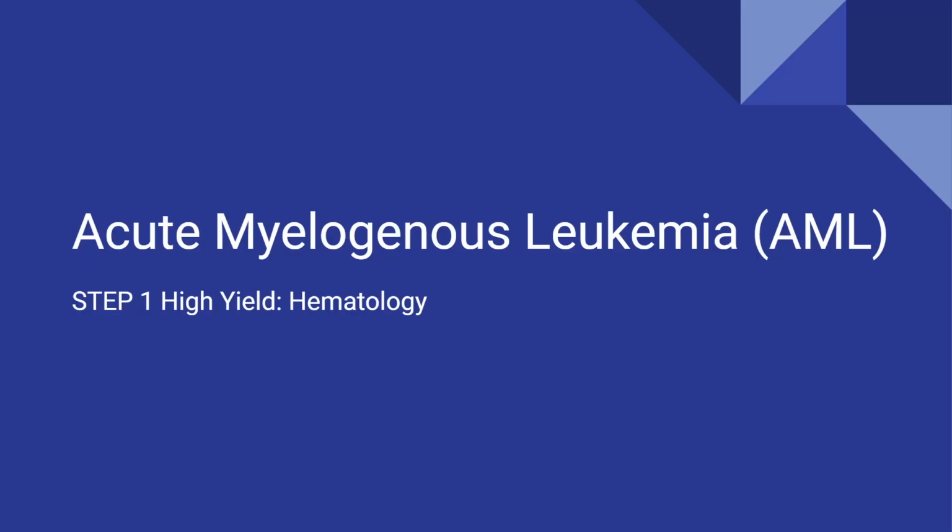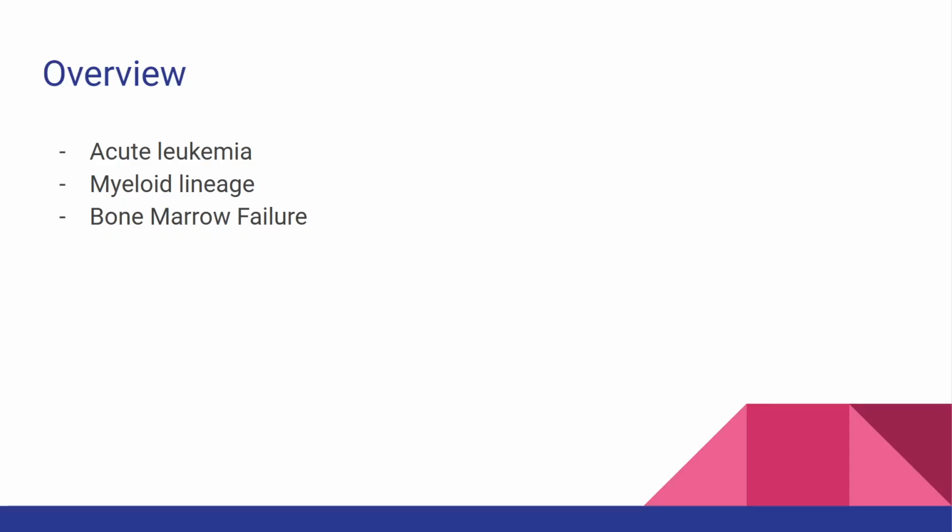Today's video is going to be about AML, otherwise known as Acute Myelogenous Leukemia, but I'm just going to keep referring to it as AML because it is easier to say. Okay, so just a quick overview. AML is an acute leukemia of the myeloid lineage, and it is characterized by rapid proliferation of immature myeloid cells that accumulate in the bone marrow. And this accumulation is going to disrupt normal blood cell production, which can lead to bone marrow failure.